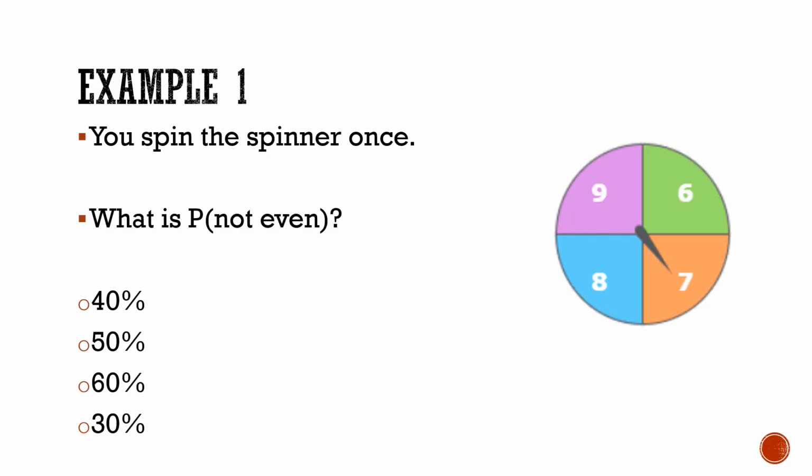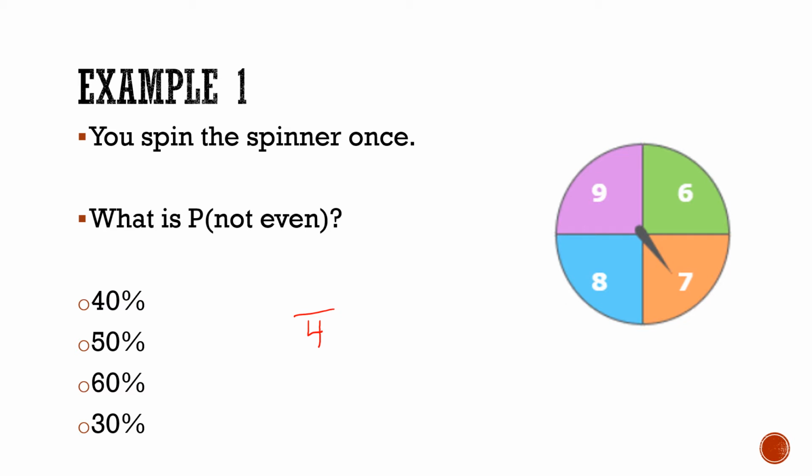Okay, we have a spinner here. It says you spin the spinner once. What is the probability that it will not land on an even number? So not an even number. Let's start out with our spinner. We have 4 possible answers, 4 sections on our spinner. So we need to think about which ones are not even numbers.